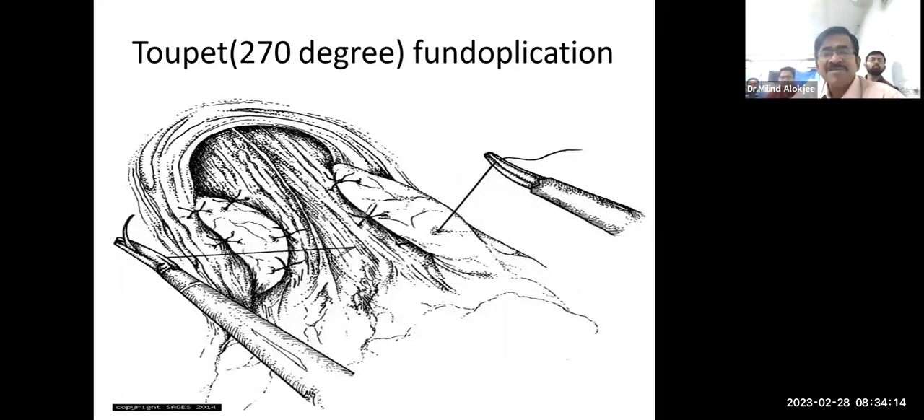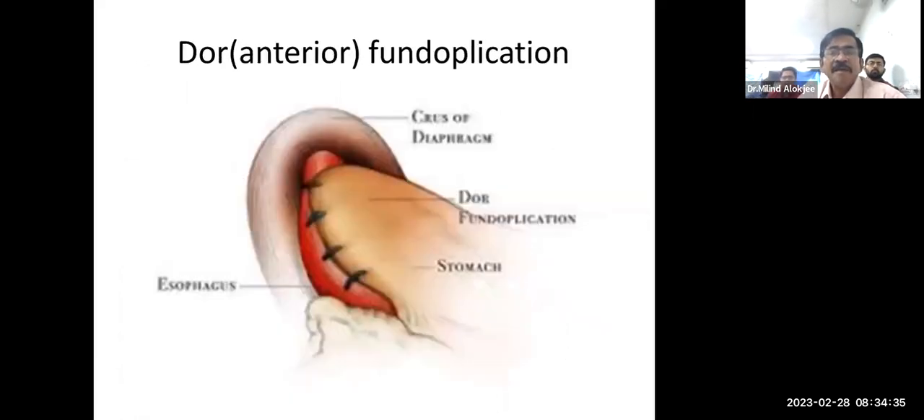In view of the higher incidence of dysphagia following Nissen fundoplication, the modification came as Toupet, or 270-degree fundoplication, where you turn the stomach around the lower esophagus and don't do a 360. You suture the stomach to the side of the esophagus with an extent of 270 degrees.